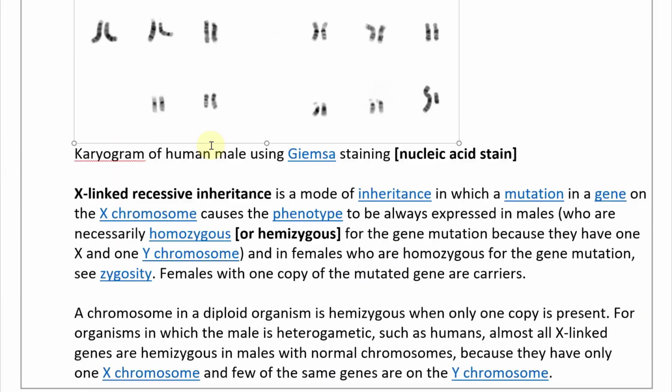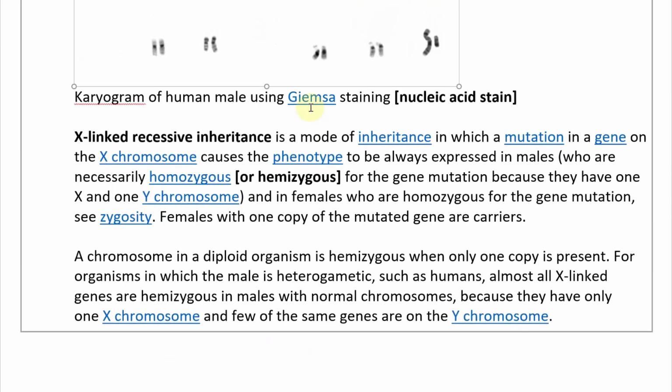Let's continue further. X-linked recessive inheritance is a mode of inheritance in which a mutation in a gene on the X chromosome causes the phenotype to be always expressed in males, who are necessarily hemizygous for the gene mutation because they only have one X and one Y chromosome. So if it's on the X, and it's a male, it's always going to be there. But for females, because this is recessive, it needs it on both of the chromosomes.